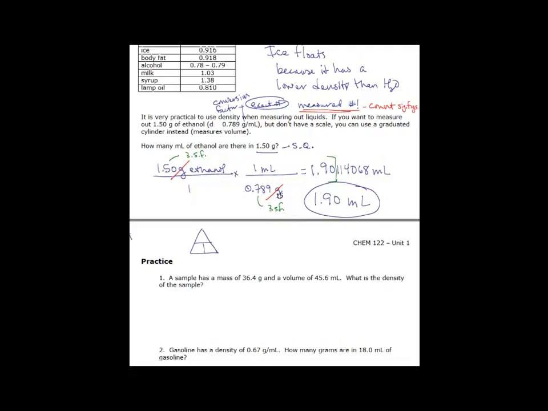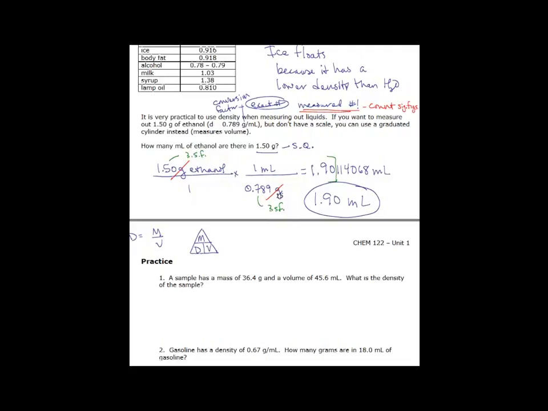So remember that density is mass over volume. So when you fill out this triangle, it goes D, M, V. And where do you go to get your driver's license? The DMV. So if that helps you remember it, great. Now the way this triangle works is you cover up whatever you're trying to solve for.